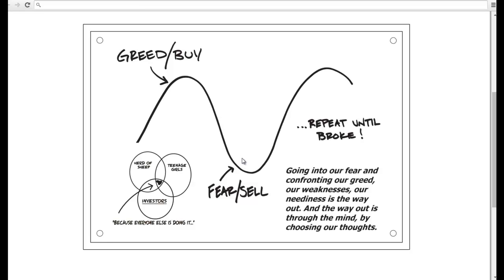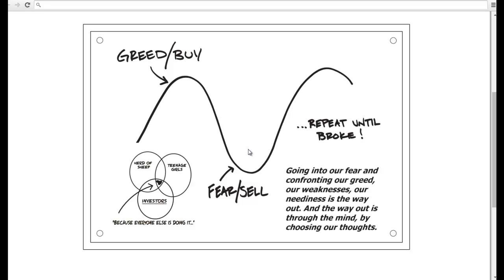This is why amateur traders lose, because they get greedy and buy, and then they get scared and they sell. And where they're selling, they should be buying, and where they're buying, they should be selling. I think I talked about this yesterday, but really, that's what a trading chart is. It's just a chart that shows the combined fear and greed of all traders combined.